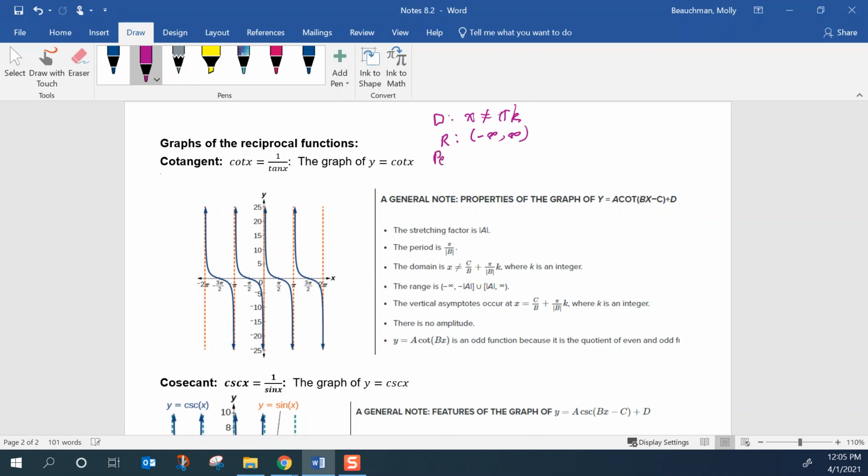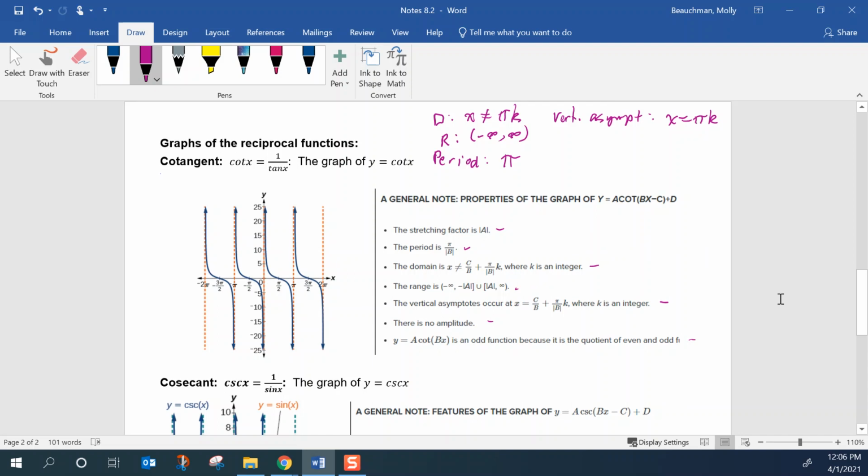The period is the same as tangent, it's pi. And then the vertical asymptotes: the equation is x equals pi times k, where k is an integer. And then a general note on the properties if you want to graph: a times the cotangent of (bx minus c) plus d. This outlines how you find each of the values to be able to sketch.